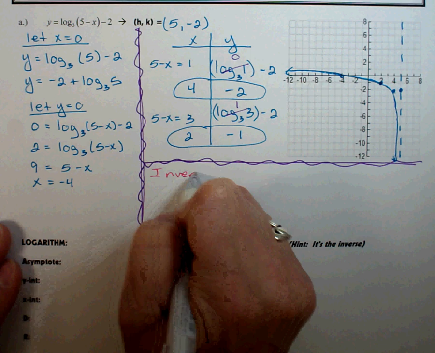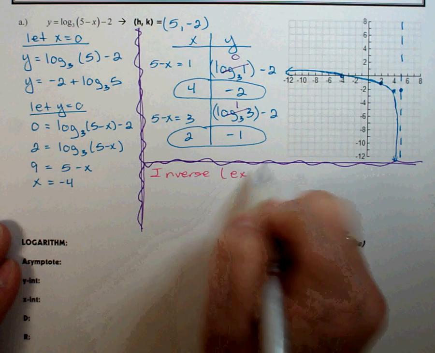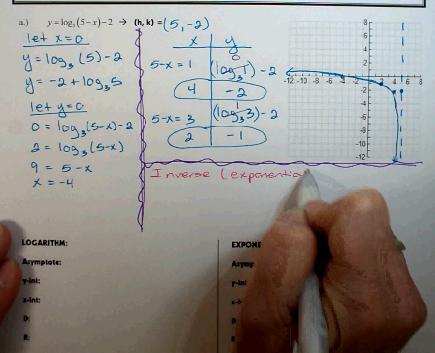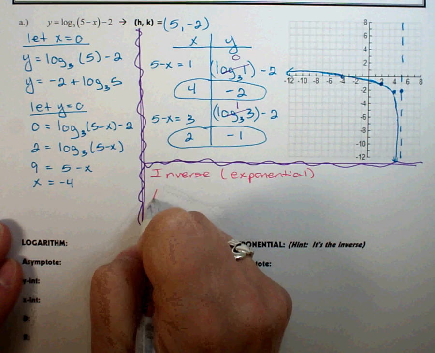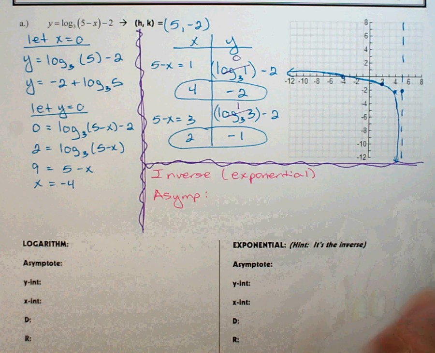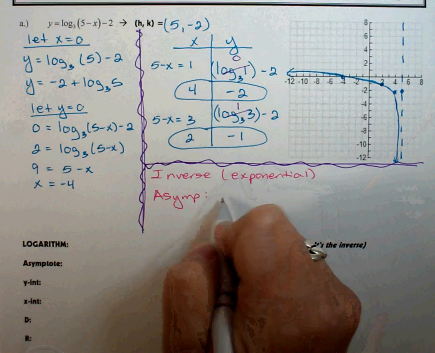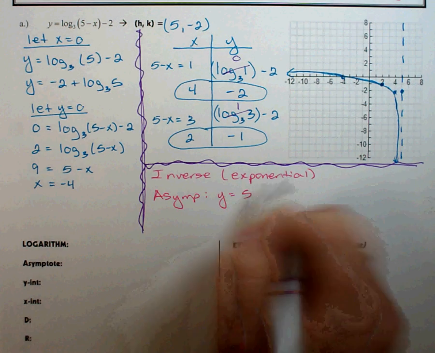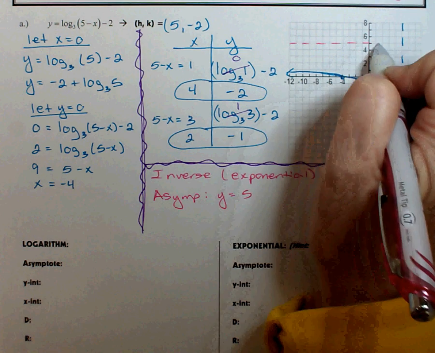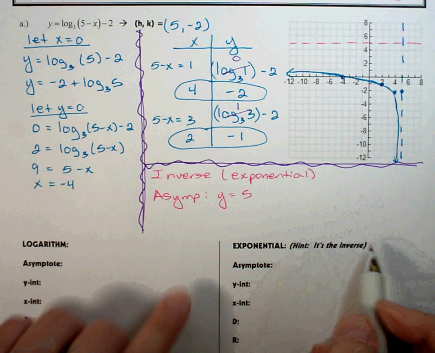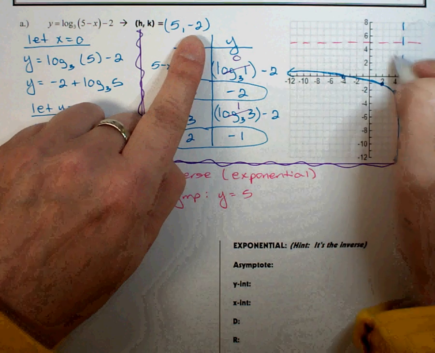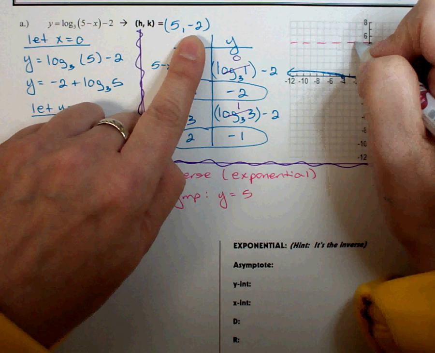remembering that the inverse of this function will be an exponential. My asymptote, instead of x equals 5, it's going to become y equals 5. My HK was originally 5, -2, so now my new HK is going to be -2, 5.